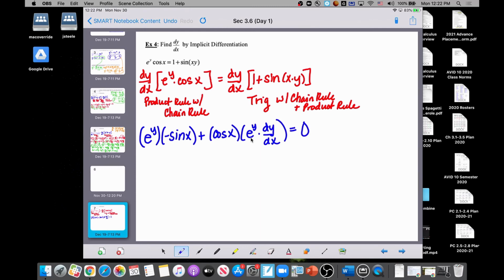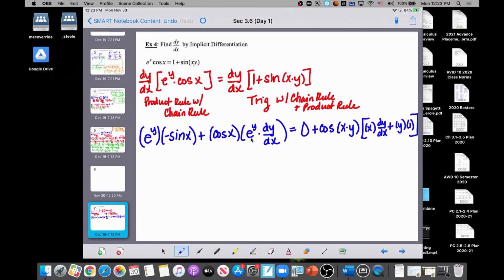So the derivative of sine is cosine. So we have cosine of x times y. But then we have to multiply by the derivative of what's inside of the cosine. And what's inside of the cosine is a product. So we're going to have to do the product rule on x times y, which is first, that's x, d second, derivative of y is dy dx, plus second, that's y, and d first, derivative of x is 1.